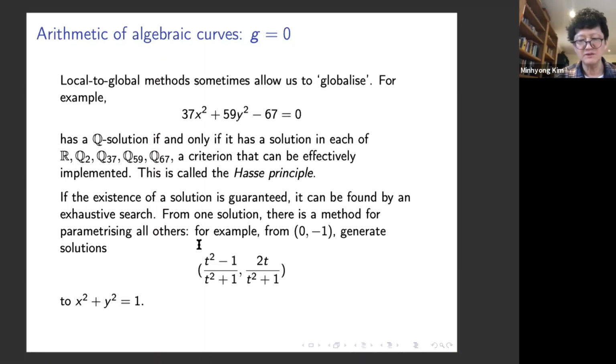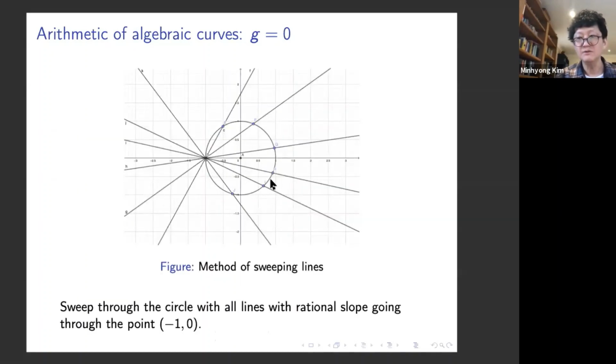Some of you may have seen that when you are looking at this equation, for example, x squared plus y squared equals 1, you can generate all the rest from the easy solution (0, -1), and you get a generative solution like this given in the parentheses. This is called the method of sweeping lines. But this works for any genus 0 equation. Once you have one, you can generate all the others by considering lines of rational slope that pass through this one. And then the other point is guaranteed to be rational. So that's the genus 0 situation.